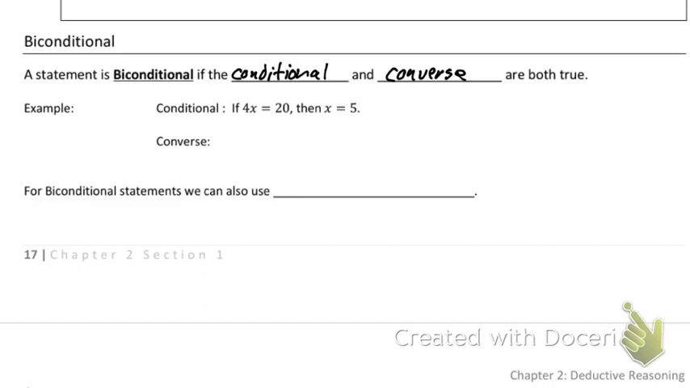Is that true? Yeah, it basically says x has to equal 5. Plug that in, it's 20. The converse would be: if x equals 5, then 4x equals 20. Well, the only way for this first part to be true is if x equals 5. And if I plug 5 in here, 4 times 5 equals 20. Both directions are true, right? That's what makes it a biconditional statement. When we're using biconditional statements, we're going to use a phrase called "if and only if."